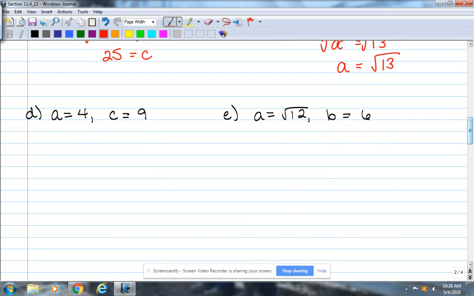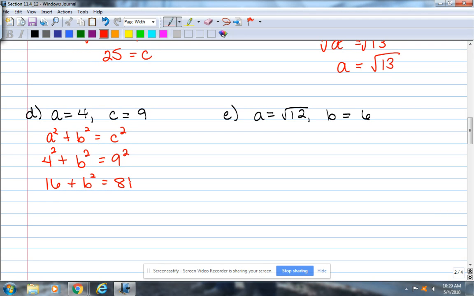Look at D, please. A is 4 and C is 9. Which one's missing? B. So we're going to plug that into a squared plus b squared equals c squared. What goes in for A? 4 squared, sorry. We don't know B, so leave it b squared. Equals what C? 9. So 9 squared. And then I'll square my numbers. What's 4 squared? 16 plus b squared equals what's 9 squared?